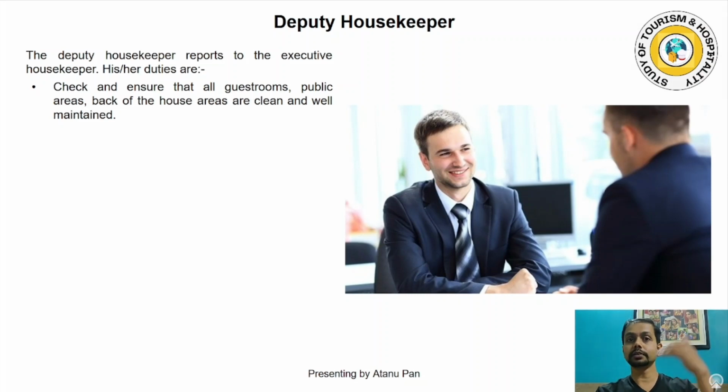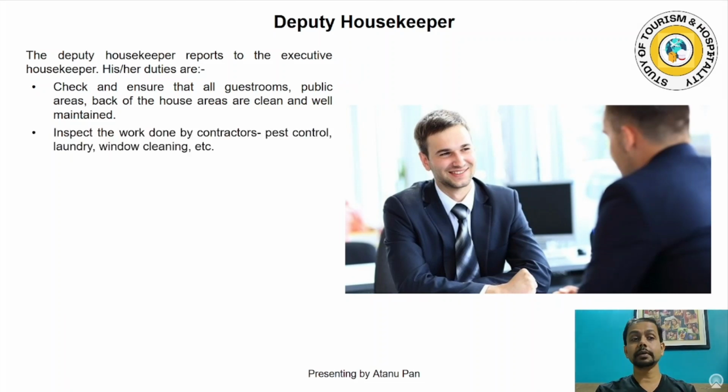In the top level management, the executive housekeeper is dealing with all the managerial tasks. Here the deputy housekeeper is actually in the field, looking after whether each and every task is performed properly or not. It does not mean the deputy housekeeper will go and clean, but maybe physically checks once in a while, sudden checking. All these things are done.